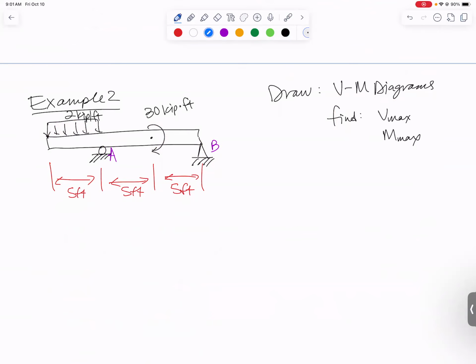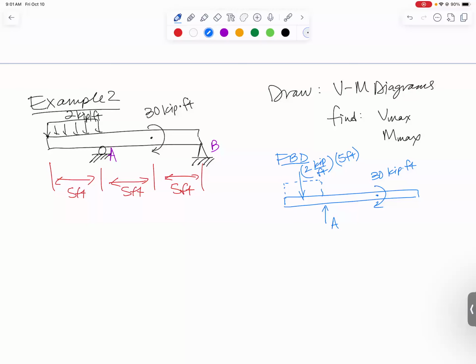We are still going to start with a free body diagram of the whole thing because we need reaction forces. We have our 30 kip-foot couple. We have a distributed load that I'm going to replace with a point load that's equivalent to it. We're using the area under that curve. So it's 2 kips per foot times 5 feet is what it looks like it acts over, which should be 10 kips.